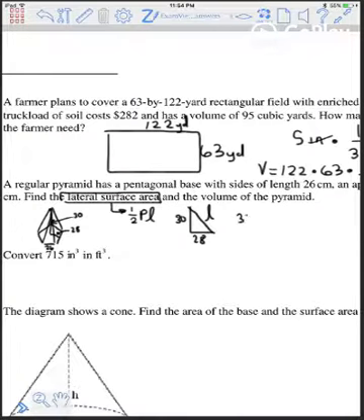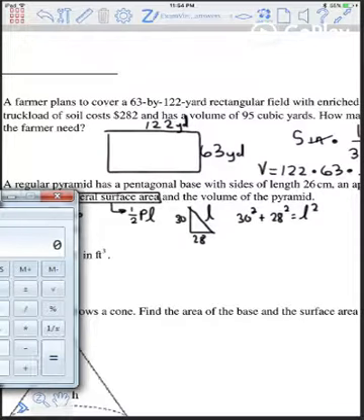So 30 squared plus 28 squared equals L squared. 30 squared is 900. 28 squared is 784. Add those together to get 1684. Square root of 1684 is 41.03.